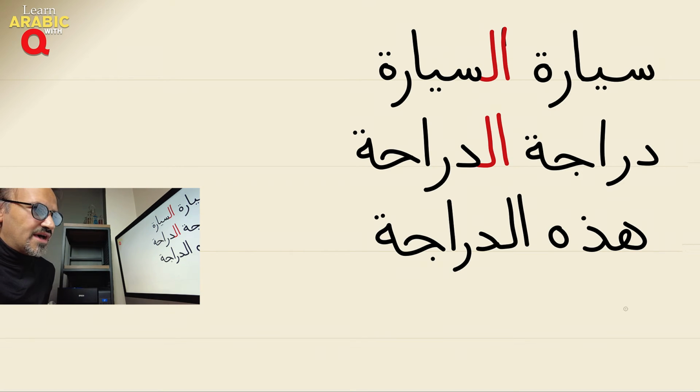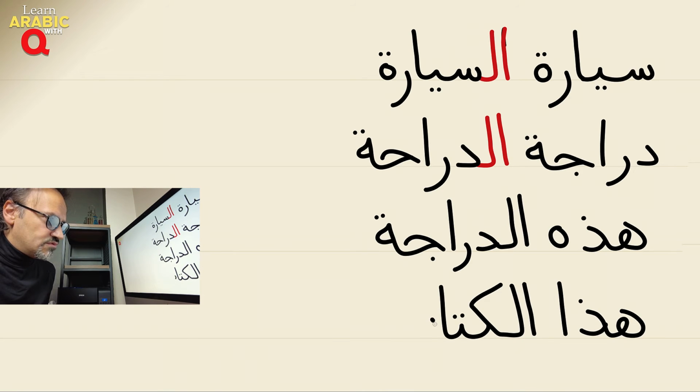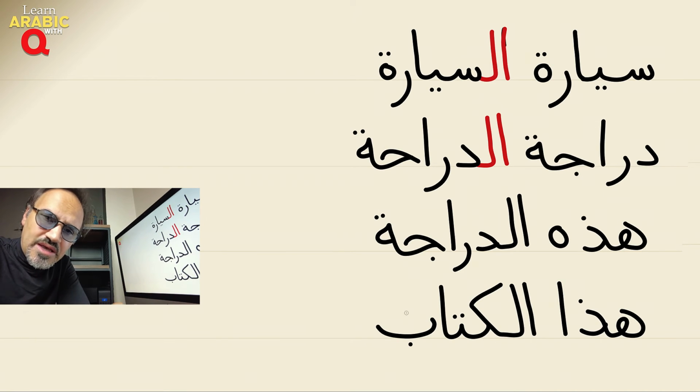Now let's point at something masculine. We say هذا الكتاب. It's like هذا الكتاب. We're talking about a defined book. It's like saying which book? That book. Of course, here we're using هذا, so it's which book? This book. Okay, let's read these together.